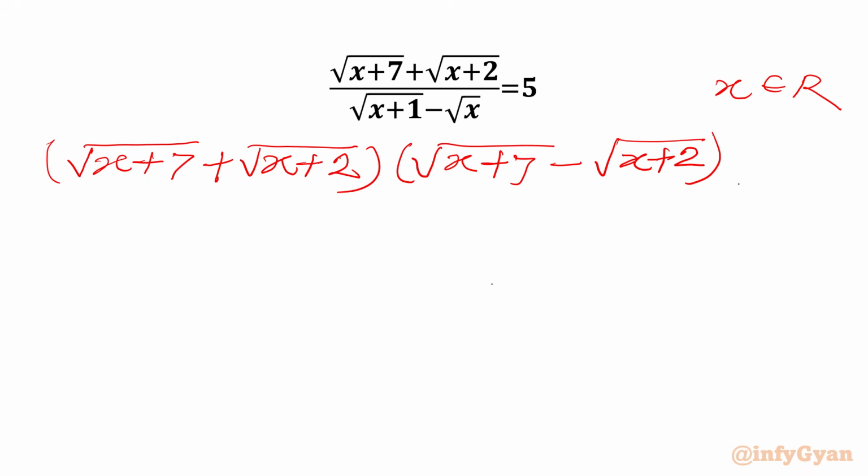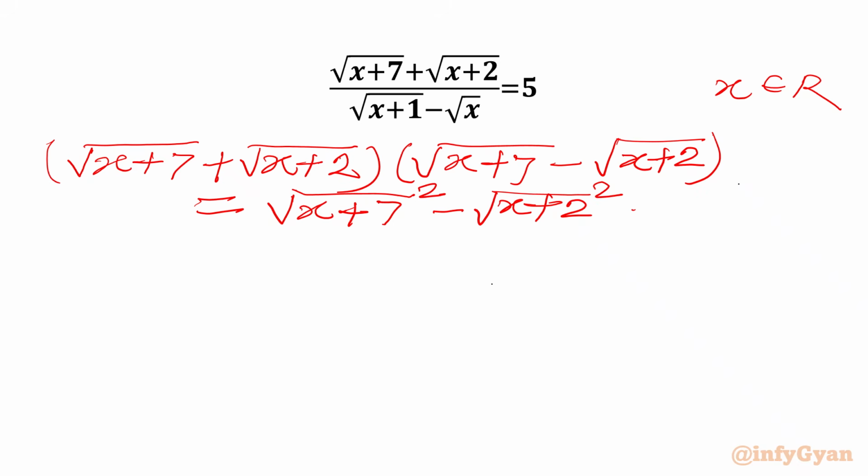(a + b) times (a − b). We will use the difference of two squares formula and write a² − b². So (√(x+7))² − (√(x+2))². Square root and square will get over. We will write x + 7 − x − 2, which will be equal to 5. So I can find our numerator in terms of √(x+7) − √(x+2).